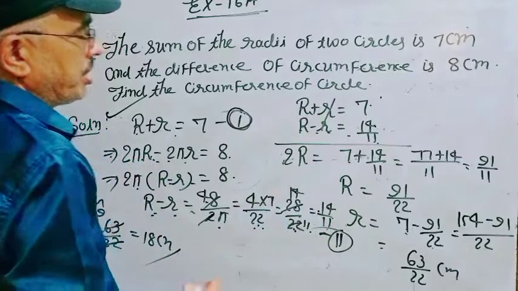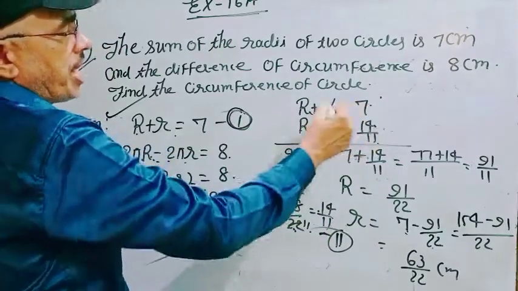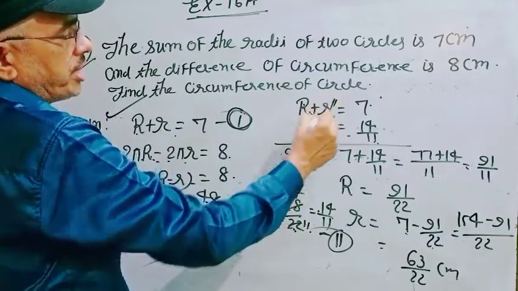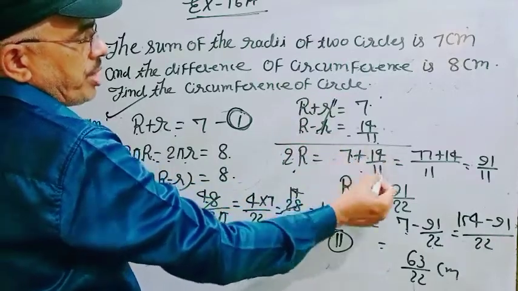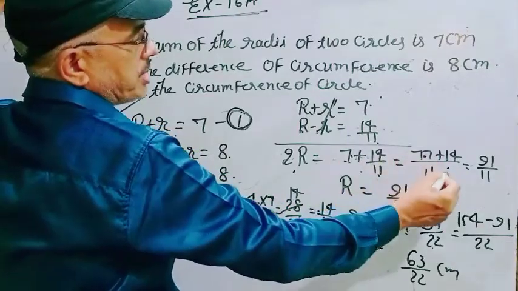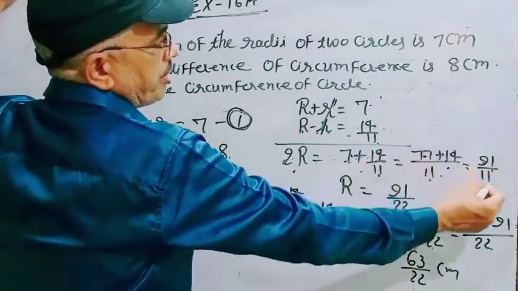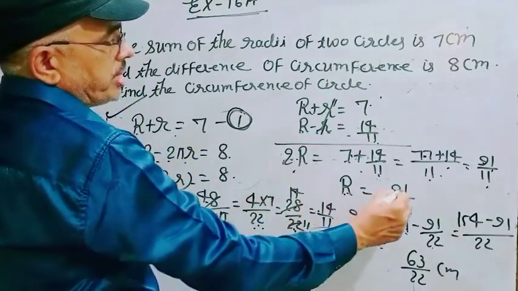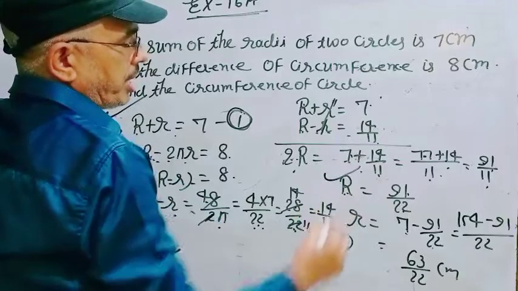Now by the elimination method, when you add, R plus R is 2R, the r cancels, then 7 plus 14 by 11. Now with denominator 11, 7 is 77 plus 14, that is 91 by 11. Then what is R? Here R is multiplied by 2, so it is 91 by 22. It is the capital R.